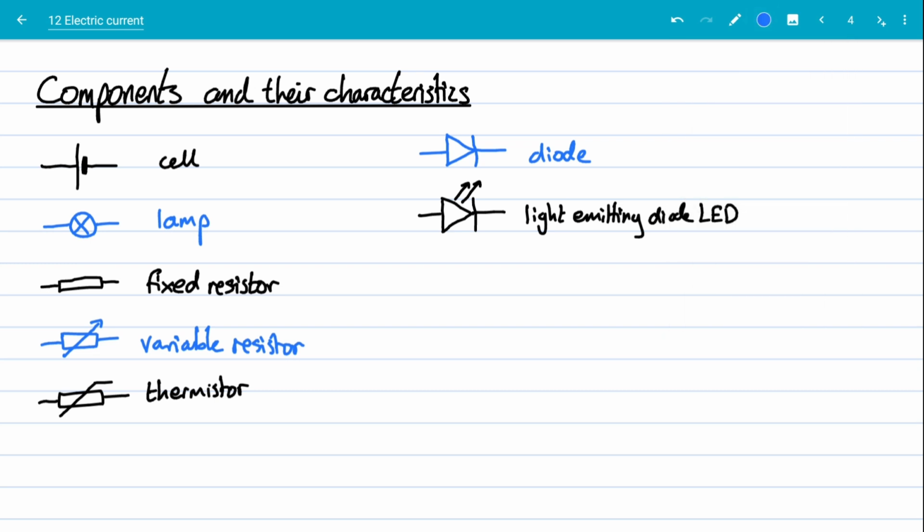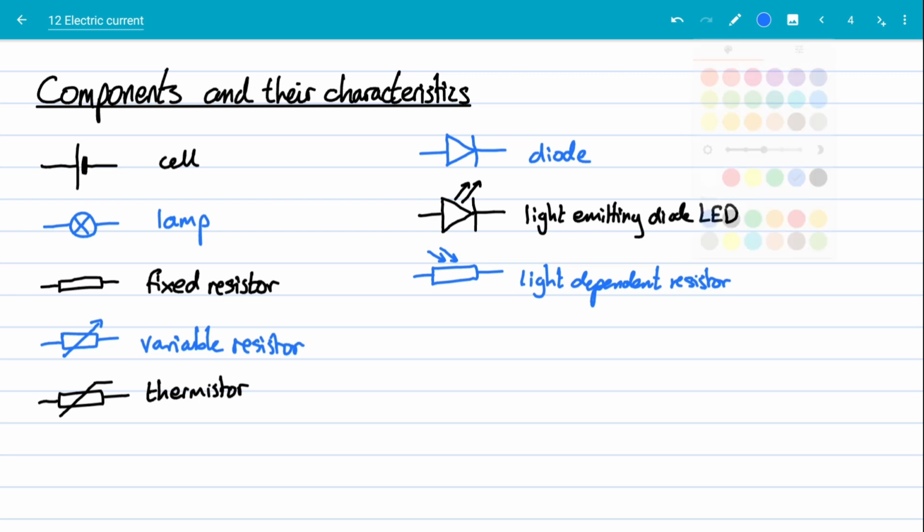We also have light-dependent diodes and light-dependent resistors. So this is a light-dependent resistor. Anytime two lines going in, that means that it's dependent. Light-dependent resistor means that the resistivity depends on the intensity of light.